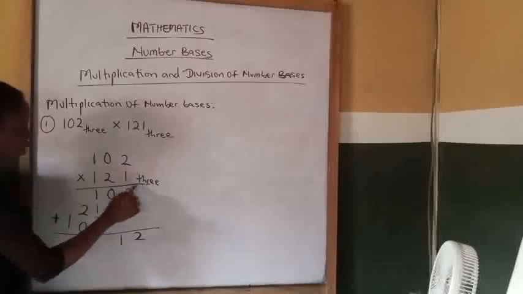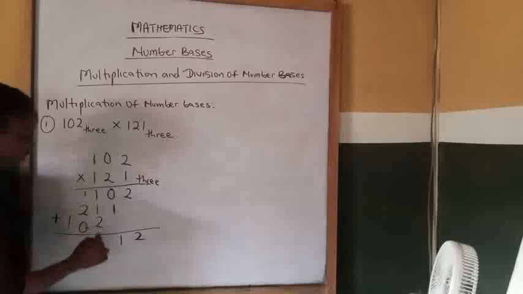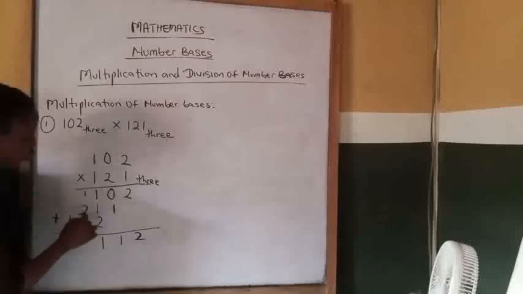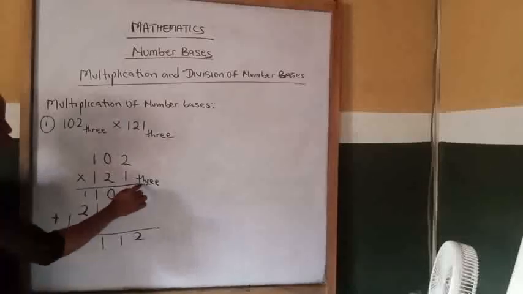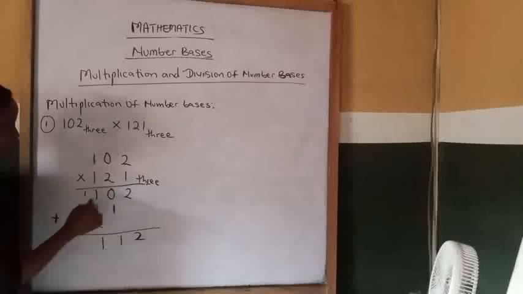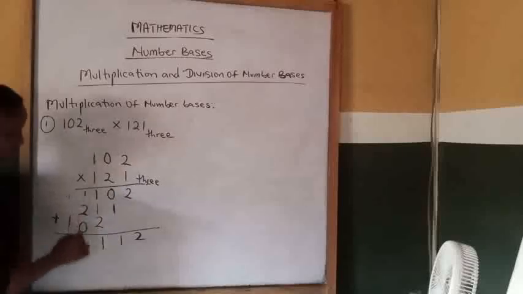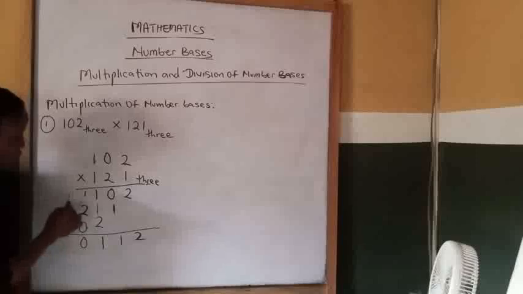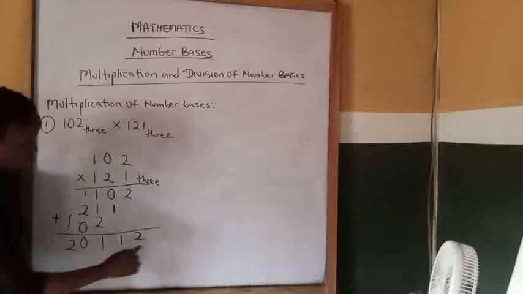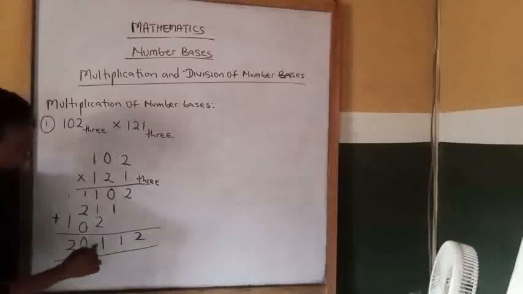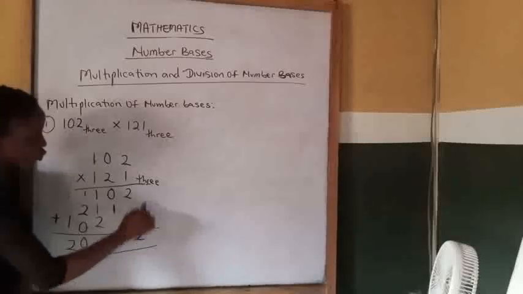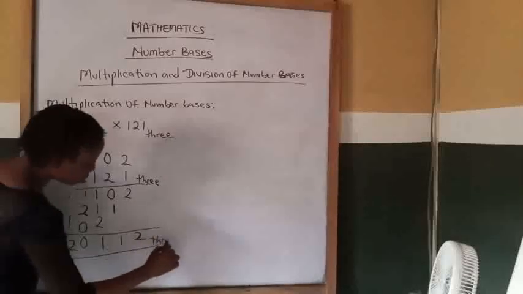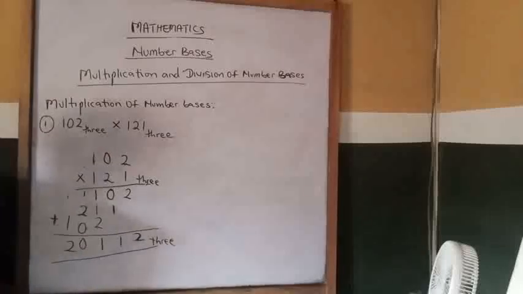Then how many 3 can we get in 4? That's 1, remainder 1. 1 plus 2 is 3. It is up to our base, so you have to divide by your base. So 3 in 3 is 1, remainder 0. So 1 plus 1 will give you 2. So our answer is 20112 base 3. That is the answer for that one.